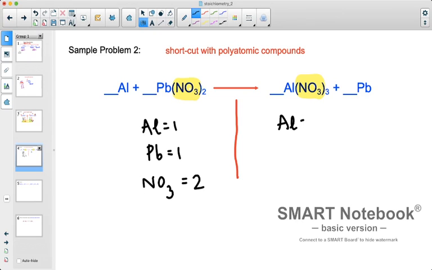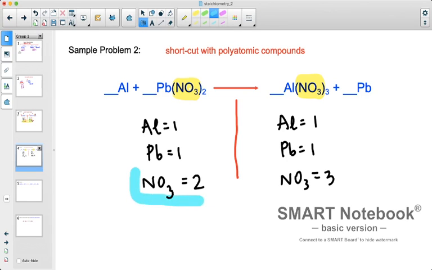Now I'm going to work on my product side. Aluminum, I have just 1. NO3, I'm going to lump it together. I have 3 because there's the subscript of 3. And then Pb, I have 1. And I kept the same order just so I can visually see what's different and what's not different. I noticed that in this problem, I have the NO3s that are not balanced. That's my issue. My aluminum and my lead happen to be balanced, but I want to make sure everything is balanced.